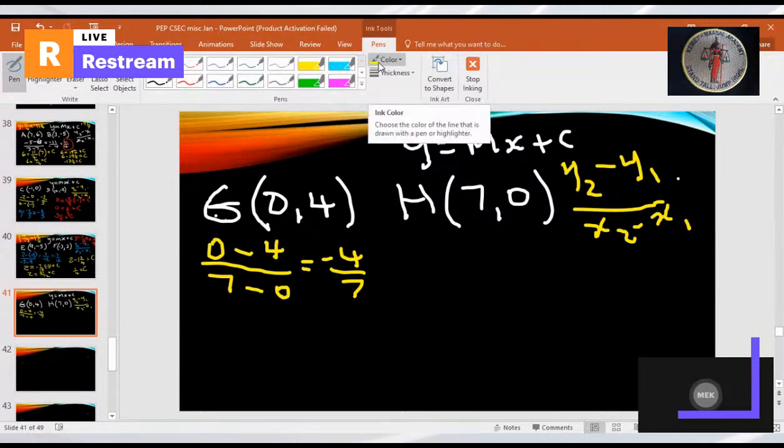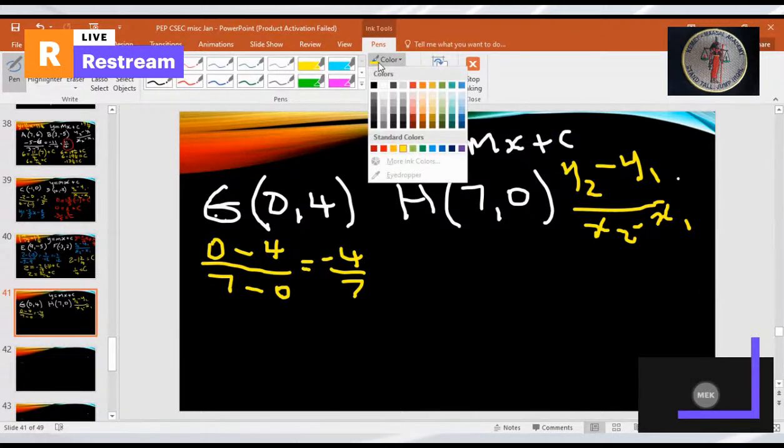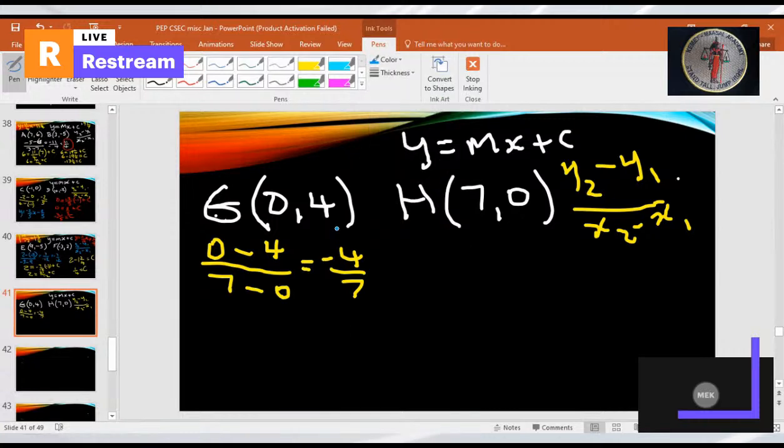To find the y-intercept, or c, we need to plug in the gradient, which we just found. We're going to plug it in where m is. We're going to plug in a y value and an x value. We can use this pair or this pair, so x, y, or x, y.